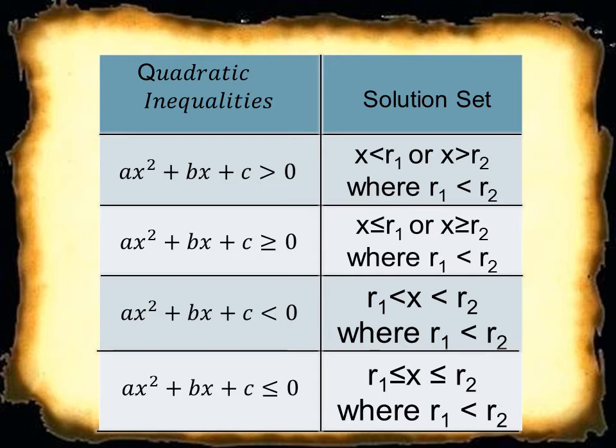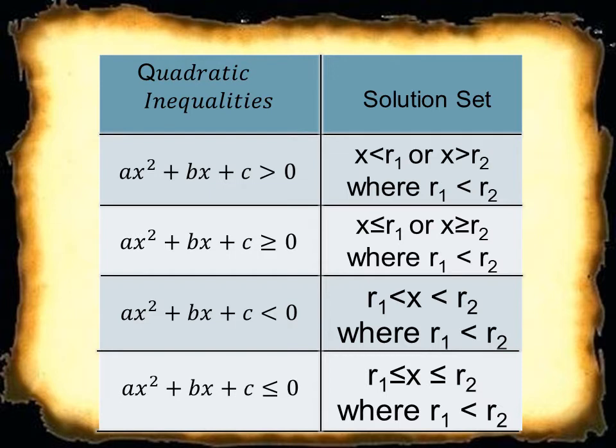So for the first one, you have ax squared plus bx plus c is greater than 0. If you encounter the greater than symbol, your solution set will be x is less than r sub 1 or x is greater than r sub 2, wherein r sub 1 is less than r sub 2. So you should know which one is less than. That will be your r sub 1 and the greater one is r sub 2.